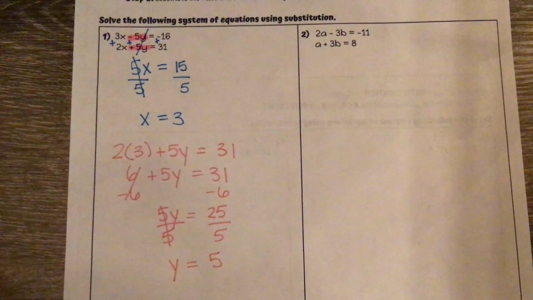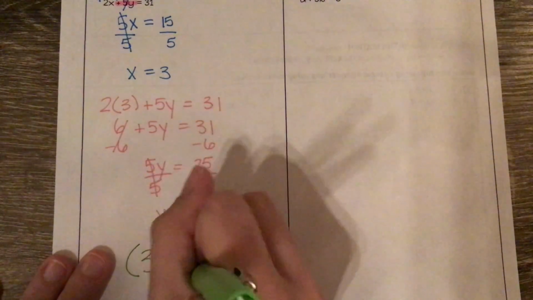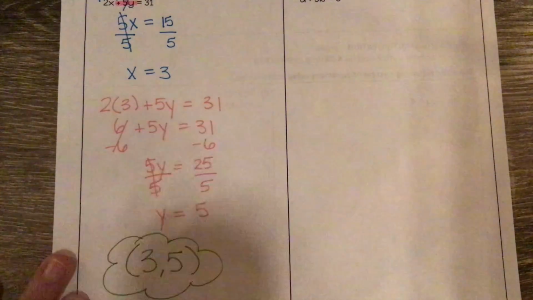Then remember, when we're writing our answers, we write it as an ordered pair. Our x value is 3. Our y value is 5. So that's our answer.